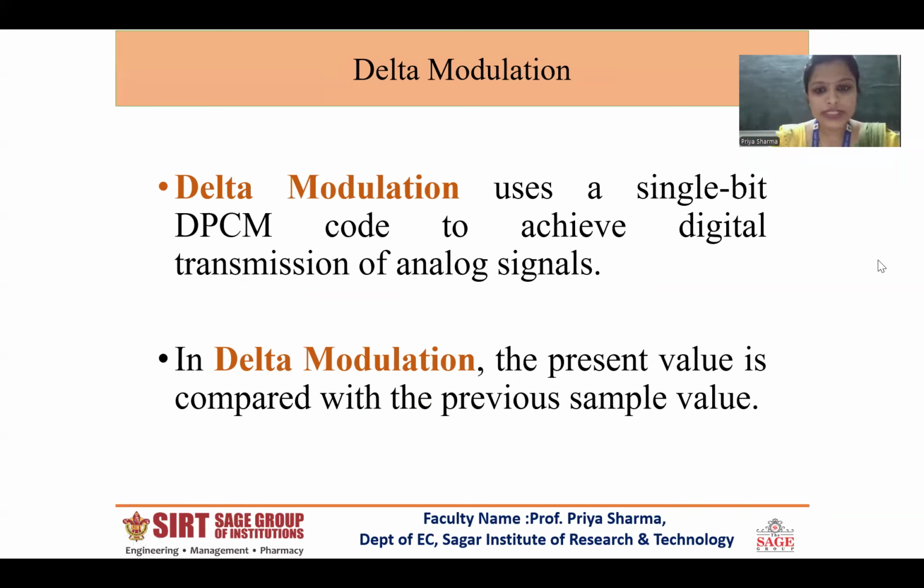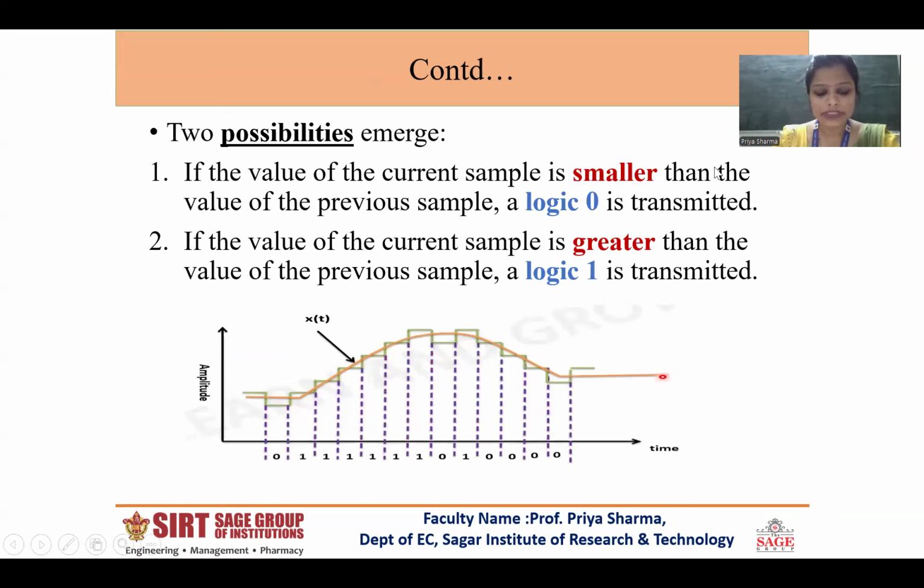So delta modulation uses a single bit differential pulse code modulation code to achieve the digital transmission of analog signals. In delta modulation, the present value is compared with the previous sample value. So basically, only two possibilities will occur in this. What would be the two possibilities? If the value of the current sample is smaller than the value of the previous sample, a logic 0 is transmitted. And if the value of the current sample is greater than the value of the previous sample, a logic 1 is transmitted.